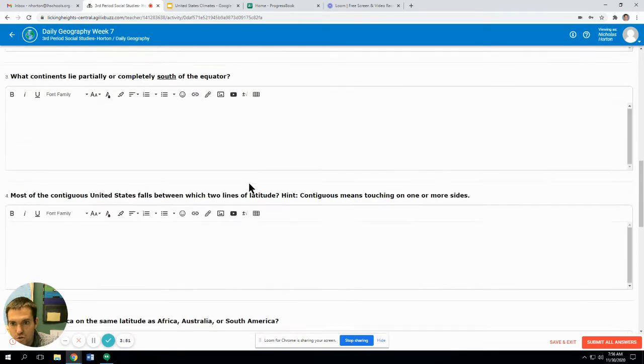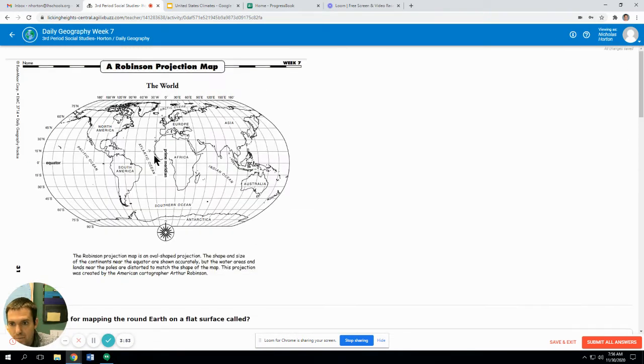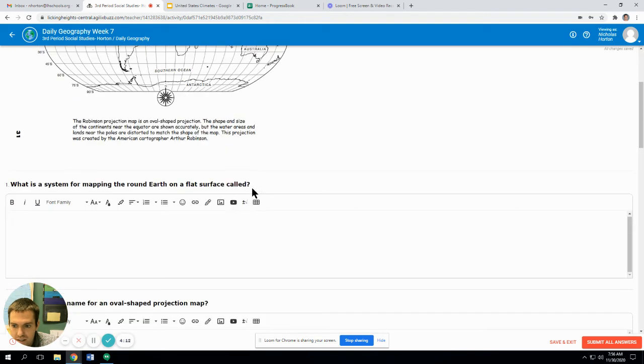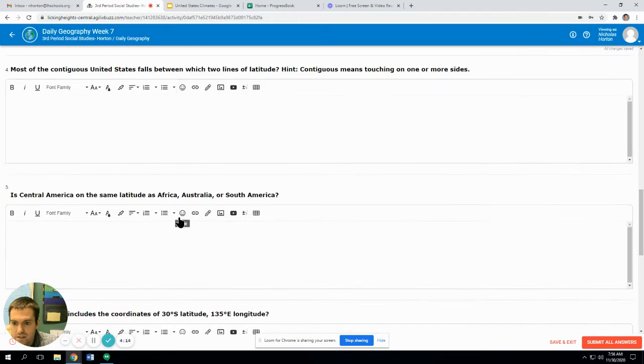Number 6 says, which continent includes the coordinates 30 degrees south latitude and 135 degrees east longitude? First we come up to our map here. 30 degrees south is going to be below the equator, so we find 30 degrees south right here. We follow that all the way across until we get to our 135 degrees east longitude line that goes up and down. So what continent is where those 2 points meet? That'll be your answer for number 6.